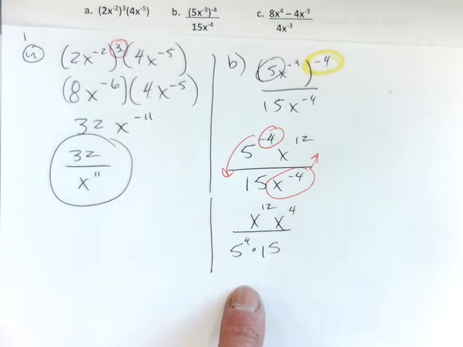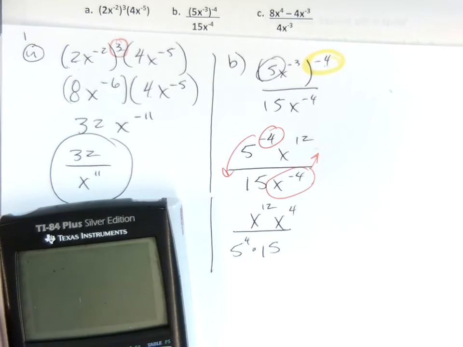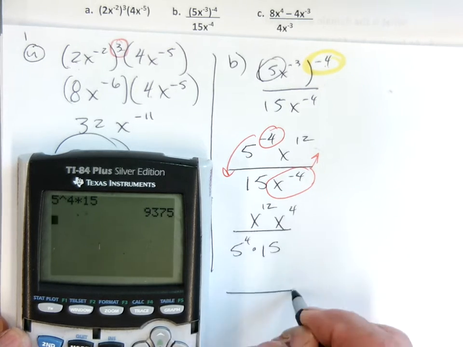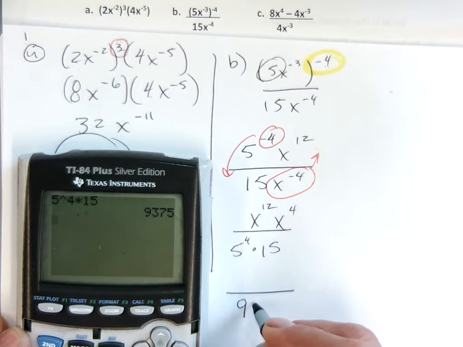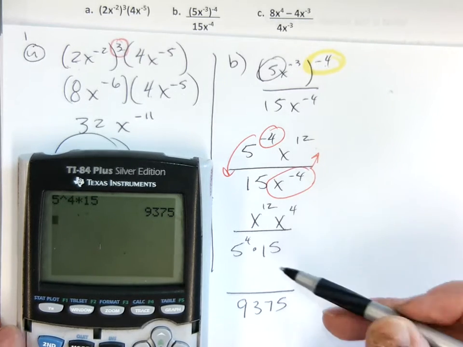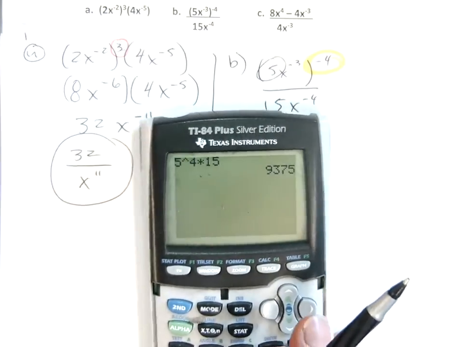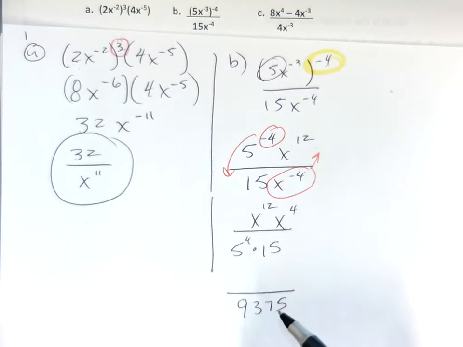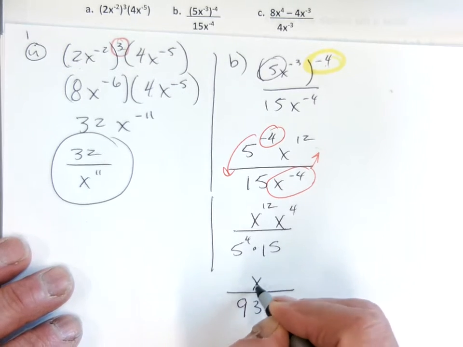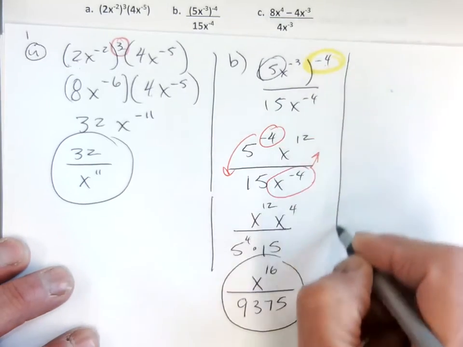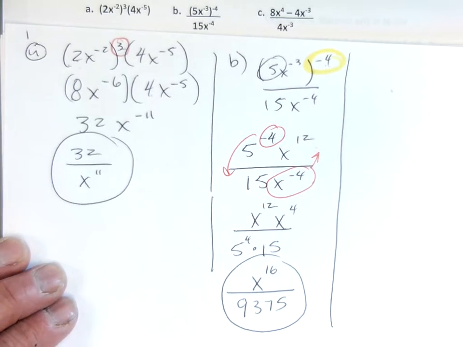5 to the 4th is 625, but I'm just going to use my calculator. You can use my calculators tomorrow, not your phones. But what is 5 to the 4th times 15? It's just a big number. So I get on the denominator, I'll get a 9,375. 5 to the 4th times 15. And then I'll have on the numerator an x to the 16th, adding exponents. Okay, how am I doing? These are going to be the hard ones because the logs are easy.